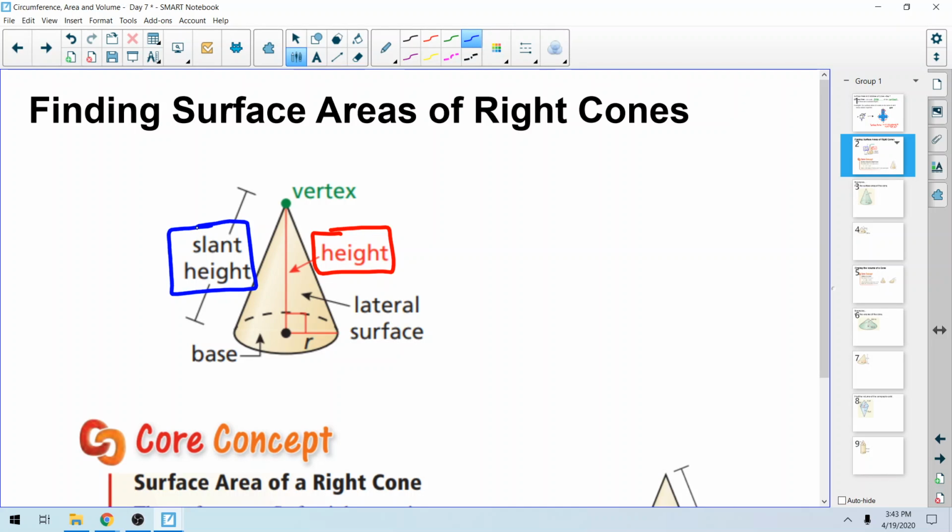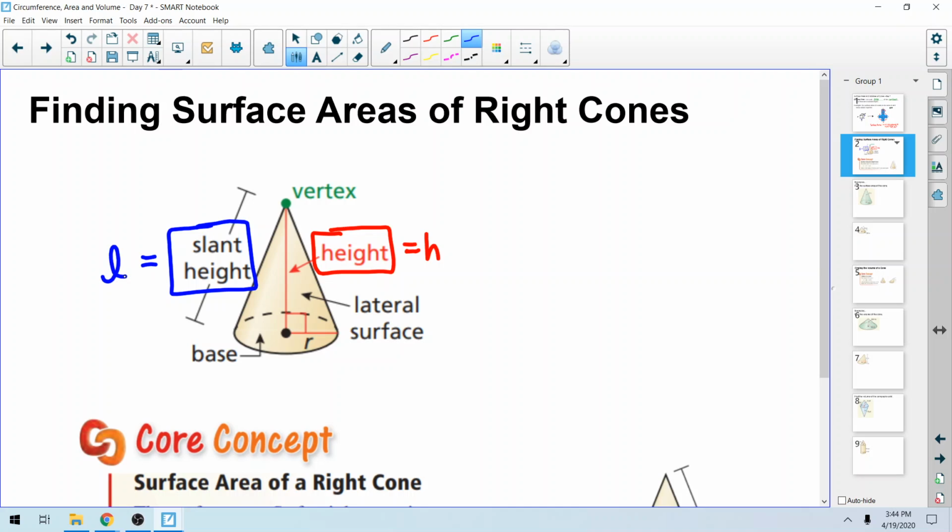Okay, now your height is typically going to be denoted with an H, versus your slant height, which you're going to find is denoted with an L. Okay, so if I give you an L, I'm talking about the slant height, which is the one on the side. If I give you an H, I'm talking about the height, which is the one straight up the middle.